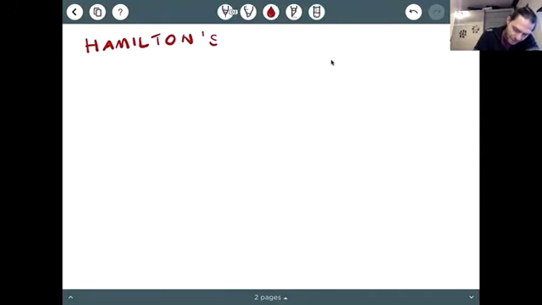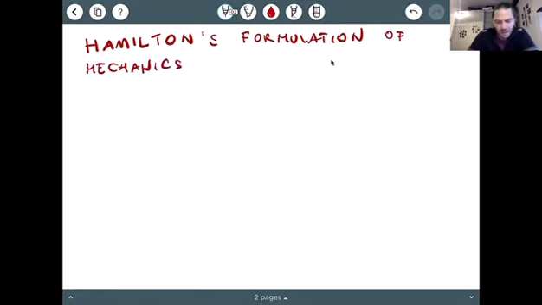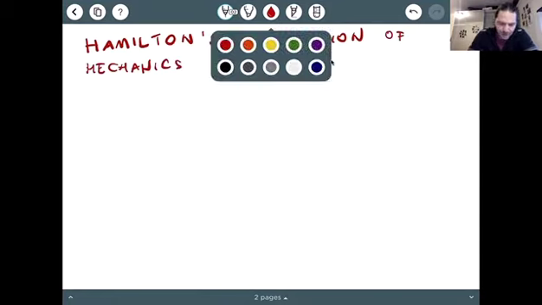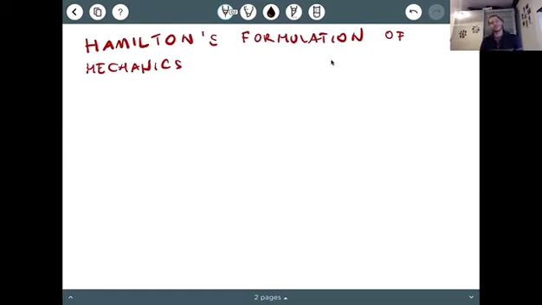Hamilton's mechanics, Hamilton's formulation of mechanics. Hamilton's formulation of mechanics says the following. In order to define a physical theory, you start with the concept of states given by a point in phase space. We covered that already.